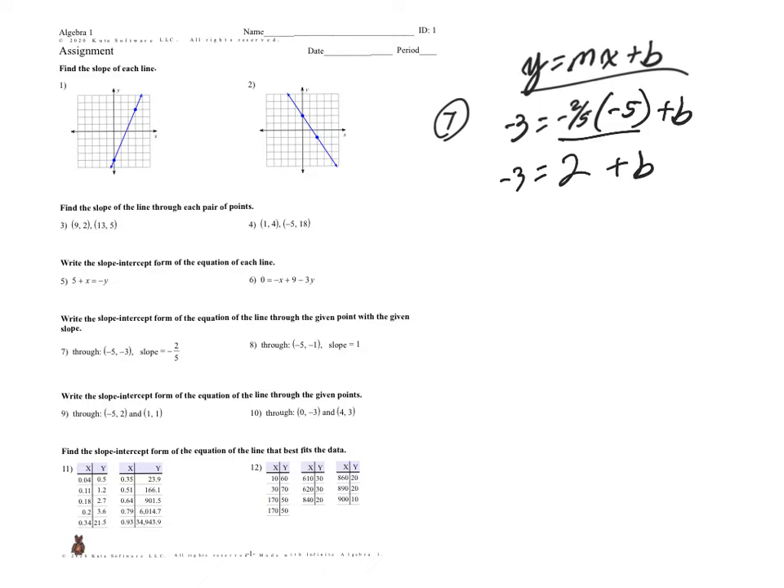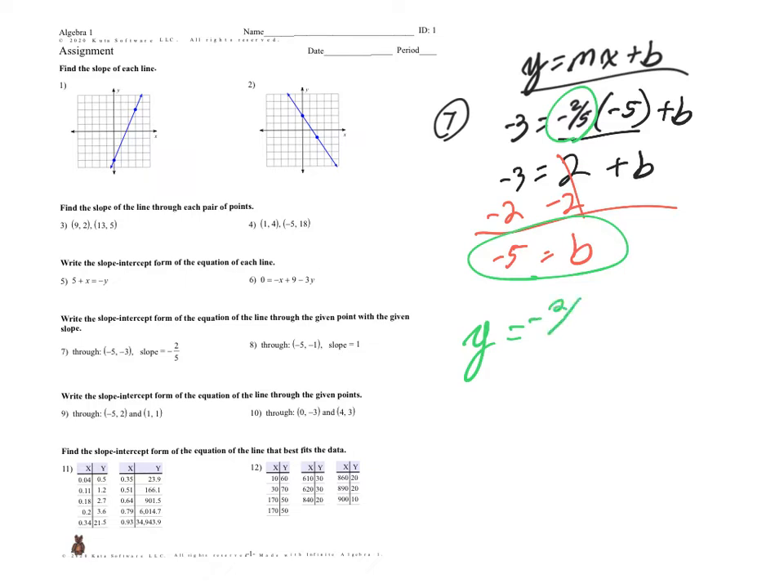Now I'm going to work on subtracting that 2 from both sides, and I get -5 equals b. Now I'm almost done with that. I now have to take the b that I just found and the m they gave me in my original setup and plug those into my final equation, which is y equals -2/5, because that's my m, x minus 5, because that's my b.